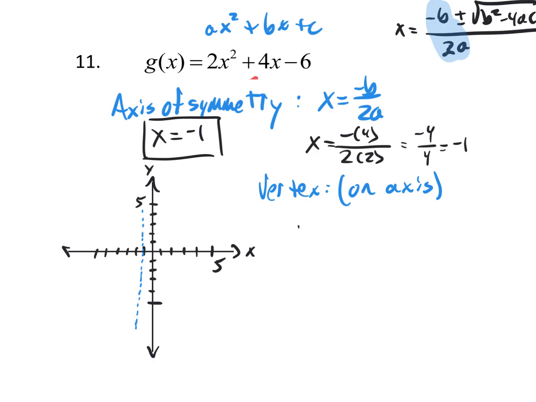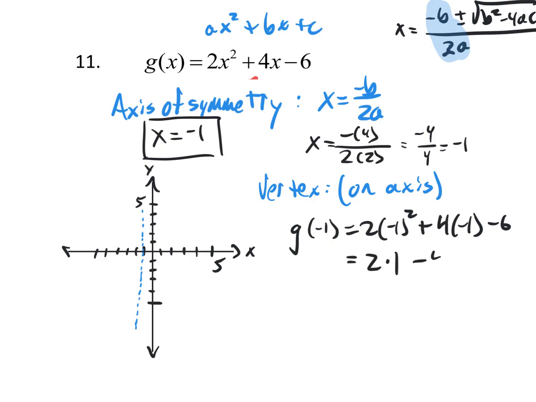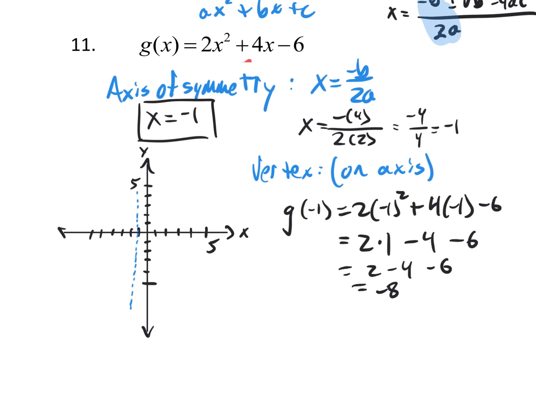So in other words, we need to find g of negative 1. Well, that's 2 times negative 1 squared. Don't forget to put that negative 1 in parentheses. That changes things. Negative 1 squared is 1, positive. 4 times negative 1 is negative 4. And so this is 2 minus 4 minus 6, which is 2 minus 4 is negative 2, and negative 2 minus 6 is negative 8. So the vertex is at negative 1, negative 8.